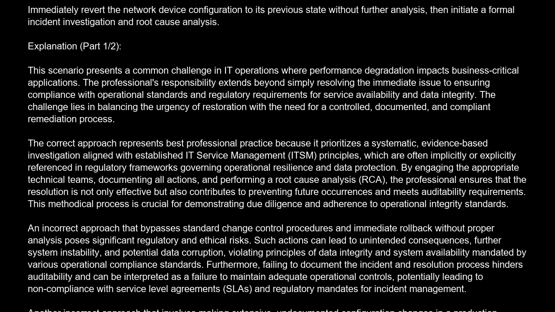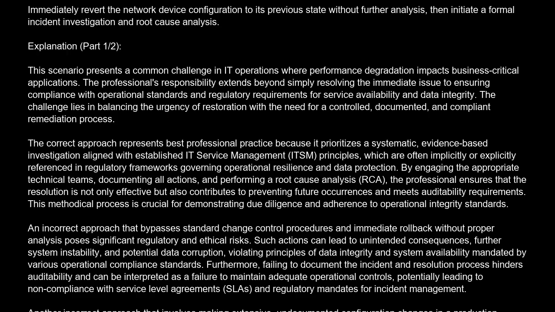The challenge lies in balancing the urgency of restoration with the need for a controlled, documented, and compliant remediation process. The correct approach represents best professional practice because it prioritizes a systematic, evidence-based investigation aligned with established IT service management (ITSM) principles, which are often implicitly or explicitly referenced in regulatory frameworks governing operational resilience and data protection. By engaging the appropriate technical teams, documenting all actions, and performing a root cause analysis (RCA), the professional ensures that the resolution is not only effective, but also contributes to preventing future occurrences and meets auditability requirements.